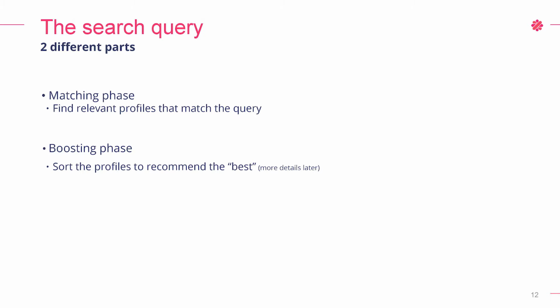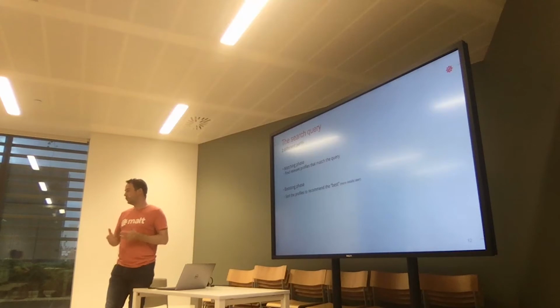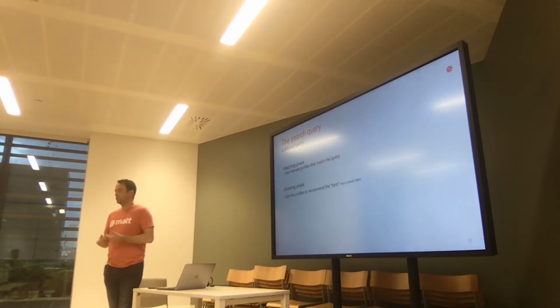So the matching phase, basically, is: I want to find the relevant profiles for my query. For example, if I type Java, I want every profile that comes back to contain the word Java. But it's not that simple, because I also want profiles with, I don't know, Jakarta EE or J2EE to come with my results. That's basically the matching phase. The filters are also in the matching phase.